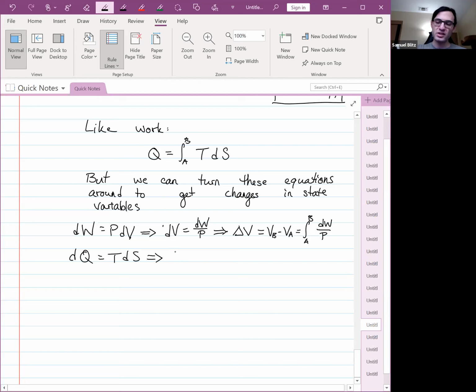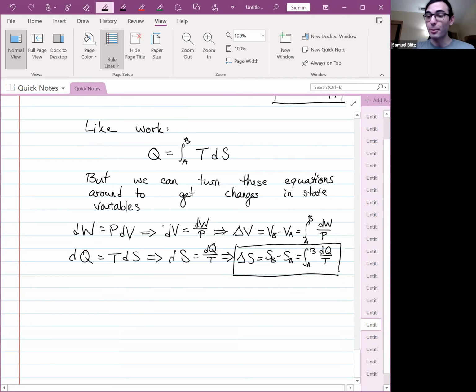So heat can be written as T dS. And so that means dS can be written as dq over T. And so we can actually write the change in the variable S, the change in entropy, which is SB minus SA, is equal to an integral from A to B of dq over T. And now this equation is useful because up until now, we didn't even know what S was. So at least this gives us a way of measuring how the state variable changes, and we can fairly easily measure the amount of heat that we add.